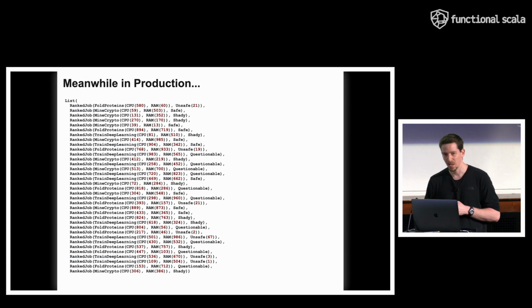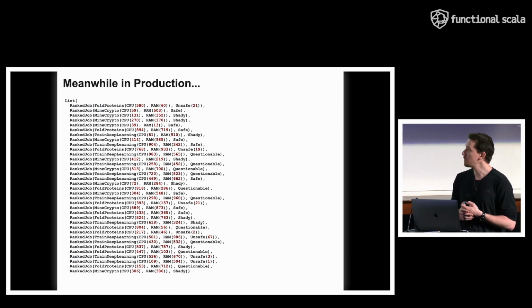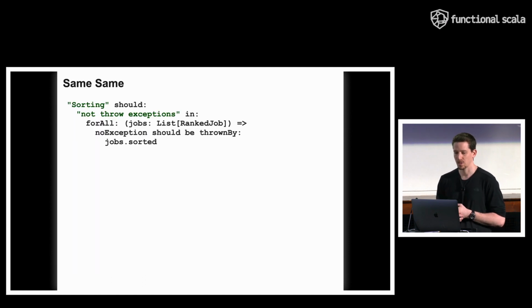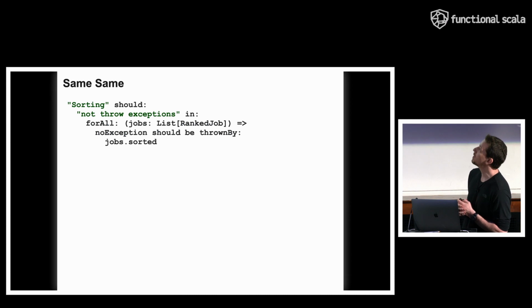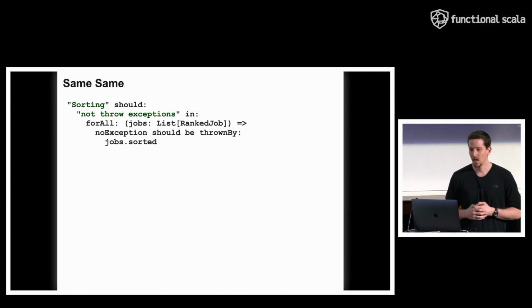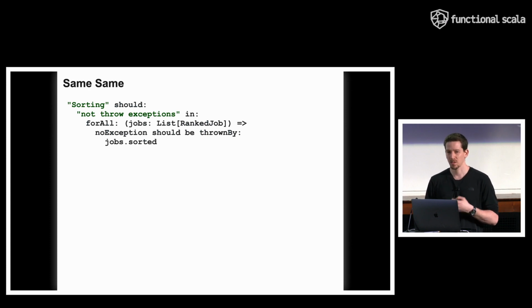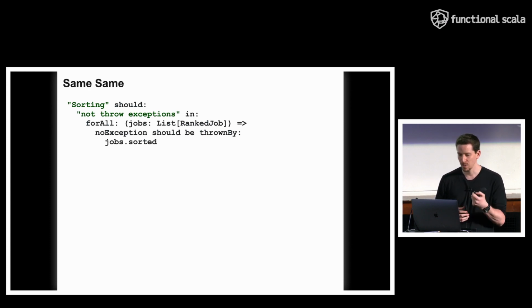But we have property-based testing. We can shrink this to something more comprehensible. Now that we know where it's going, we can write a new property. This property is a very basic requirement. We say that for all inputs of our lists of ranking jobs, we shouldn't throw exceptions. Seems reasonable. It's a bit tricky to get this property to actually fail. It requires some configuration, but we finally can get it.